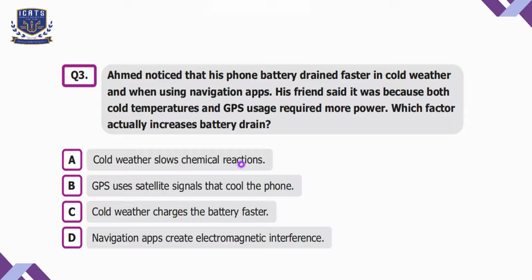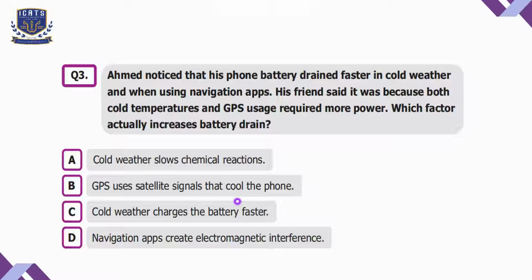Because the reaction is weaker, the battery cannot supply power as well, so it drains faster and might even shut off. When you use GPS, it's like making your phone's brain work very hard, and doing hard work uses a lot of power, which also drains the battery quickly. So both things drain the battery, but they do it in different ways. The answer that explains one of the main reasons is option A, that is cold weather slows chemical reactions.